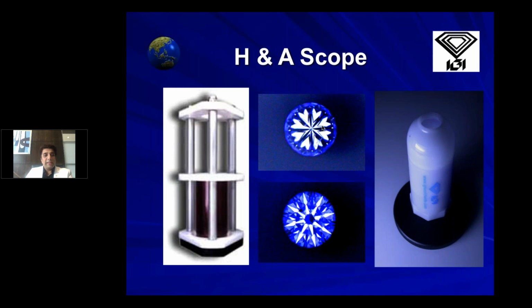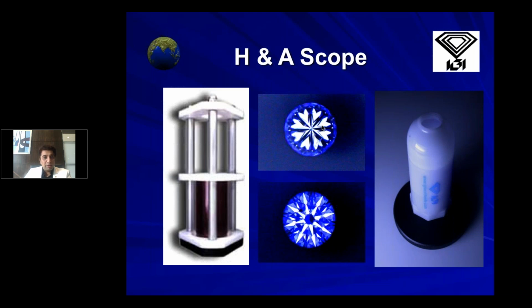But how do you really see this? Can you see it with your naked eye? Can you see it with a microscope? Actually, what you need to do is get hold of a hearts and arrows scope or a viewer. This is a very simple tool, not expensive, ranging anywhere from 200 to 500 Indian rupees.